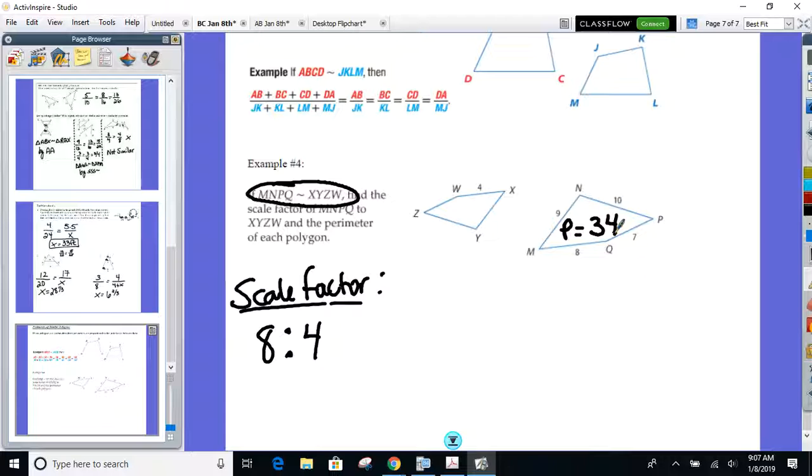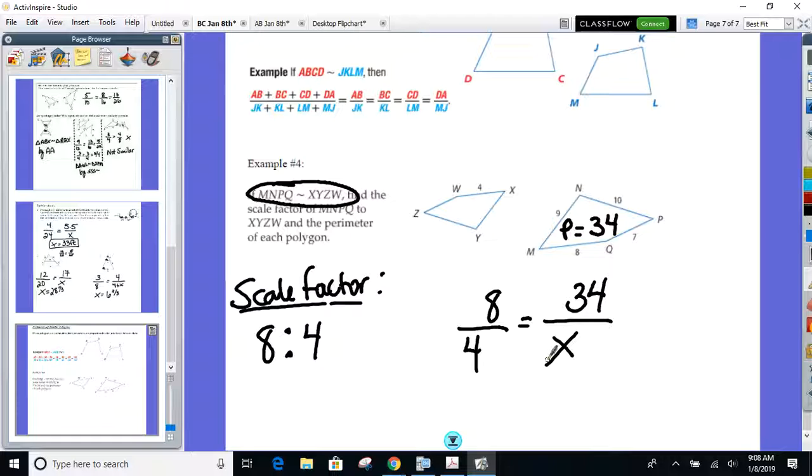You do not need to find all three sides over here. What's the ratio of the sides you know already? 8 to 4, 2 to 1, however you want to write it. That is the same ratio the perimeters are in. What perimeter do I already know? 34. Does that go with the larger or the smaller?